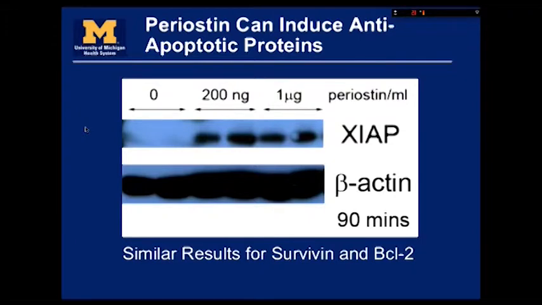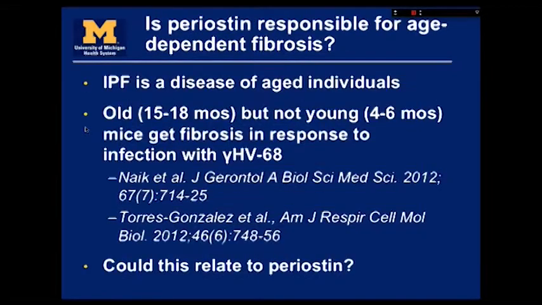Now, as we've heard, we know that fibroblasts survive inappropriately during IPF, and so we wondered whether periostin could be promoting a pro-survival phenotype in fibroblasts. This is a mouse lung fibroblast treated for 90 minutes with periostin, and you can see there's a dose-dependent, well, maybe not so dose-dependent, but there is an increase in XIAP, which is an inhibitor of apoptosis, and we have similar results for survivin and BCL2. So we also think that this molecule is stimulating a pro-survival effect.